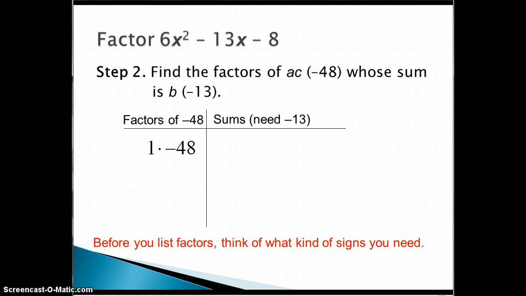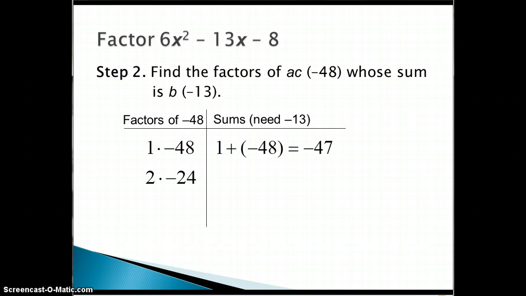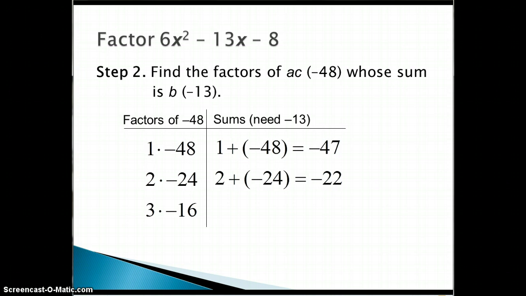So we can start with 1 and -48, and when we add those together we get -47, which is not the sum we're looking for. Then we move on to 2 and -24, and when we add those together we get -22. And then 3 goes into -48 -16 times, so if we add those together we get -13. This is the sum we were looking for, so we're done listing factors because we found the numbers that work.